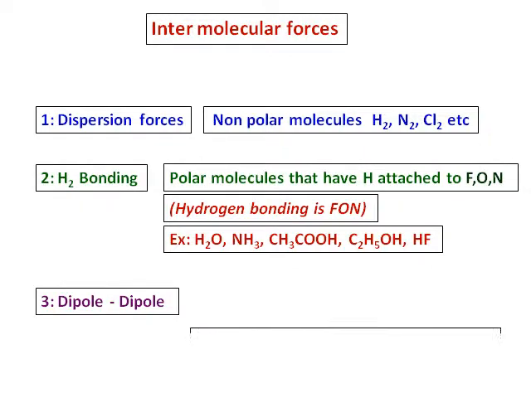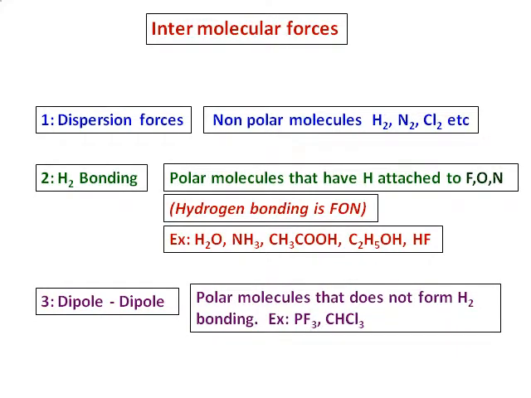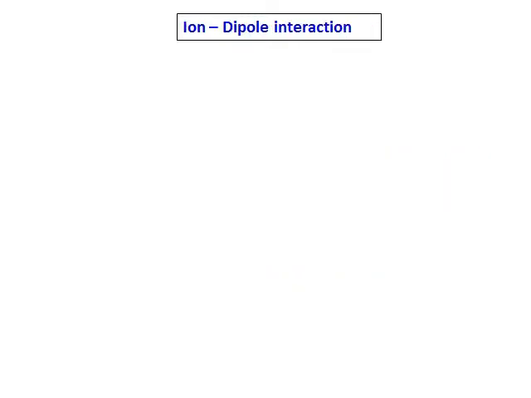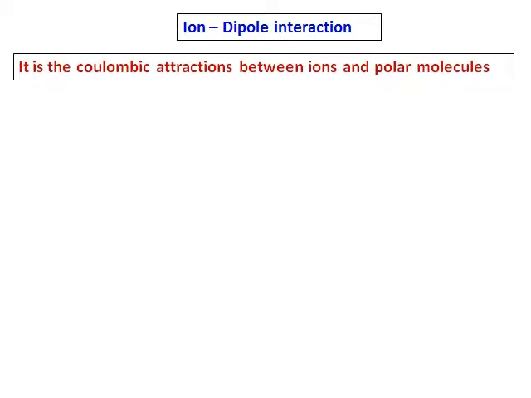And the third kind of intermolecular force is the dipole-dipole force, and this exists in polar molecules that do not form hydrogen bonding. For example, PF3, CHCl3. All the molecules will show dispersion force. A dipole-dipole force will be there in all polar molecules. Hydrogen bonding is a special case of dipole-dipole interaction in which the hydrogen is attached to either oxygen or nitrogen or fluorine.